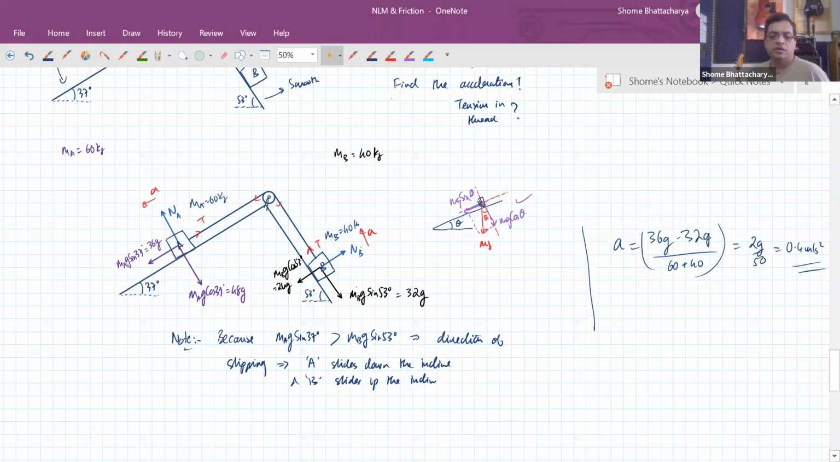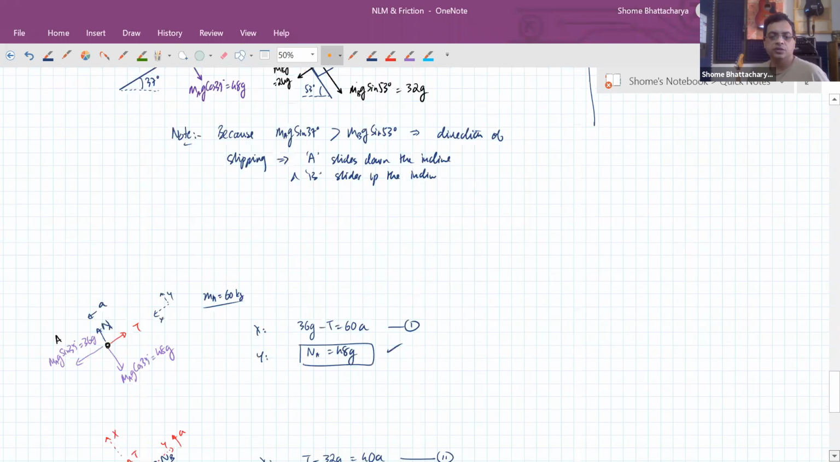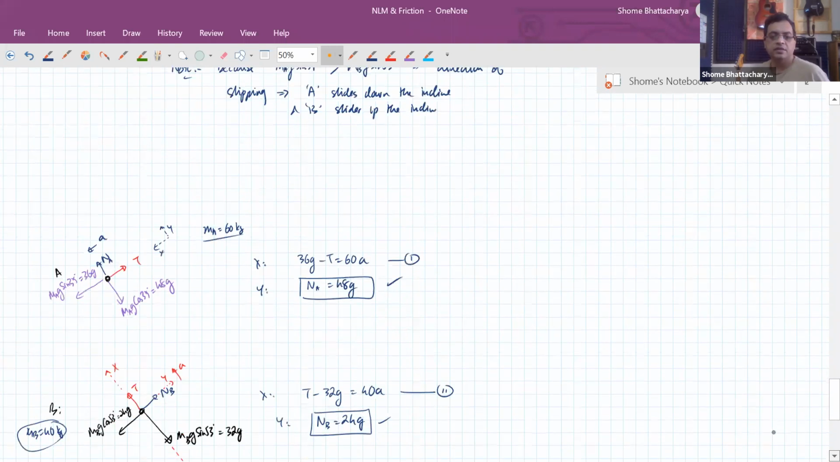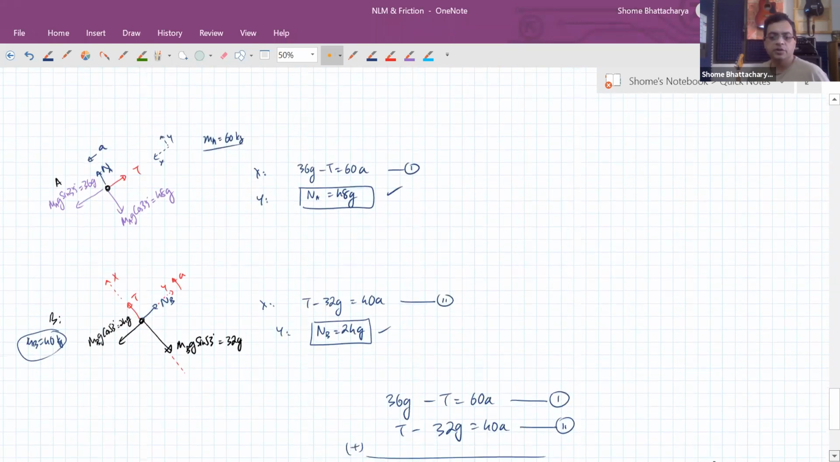But yeah, if you're less practiced with this kind of thing, then you first need to learn how to write these equations properly after making the free body diagrams and solving.